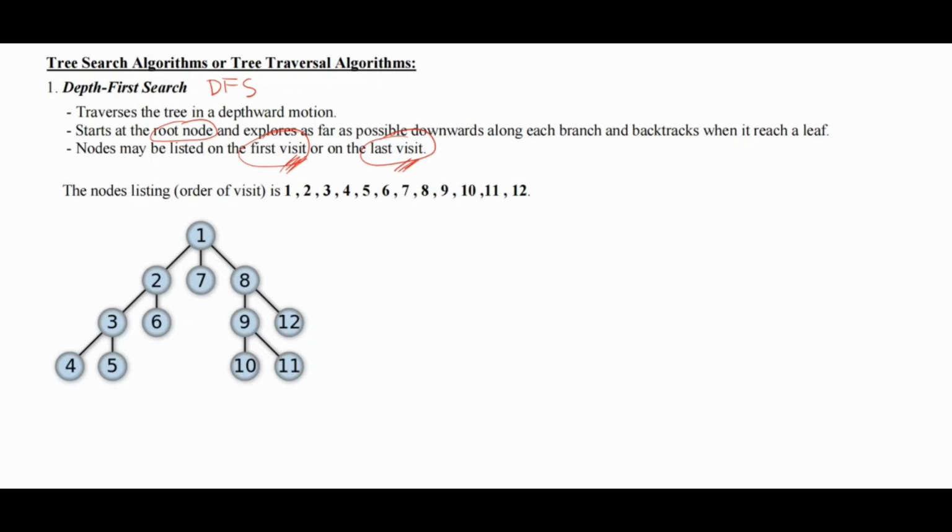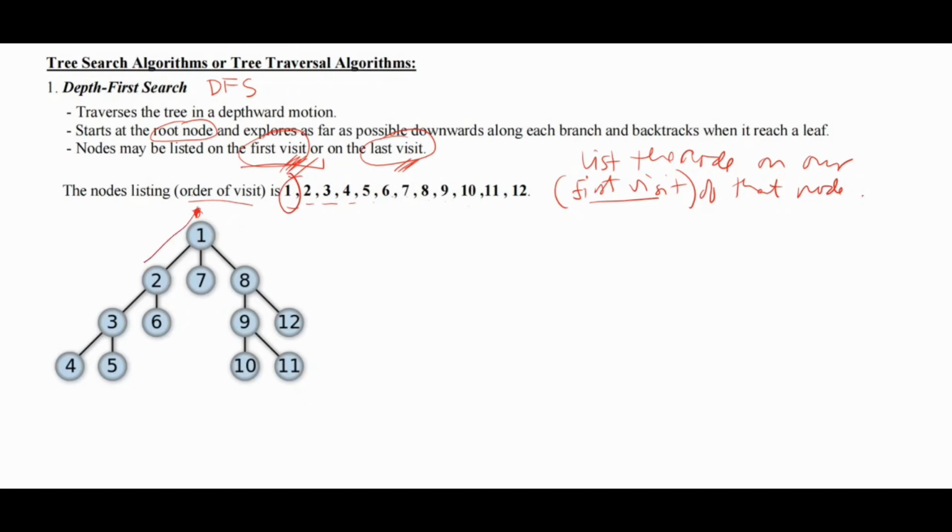So given this tree here where the nodes are labeled with these numbers, when we do depth first search traversal, the list of nodes that tells the order of the visit of the nodes is 1, 2, 3, 4, 5, 6, 7, 8, 9, 10, 11, 12. Okay? So it's like this. You start with the root, you visit this, so it's listed as the first one. Since this is our first visit for this node 1, we list it, so we have it here 1.